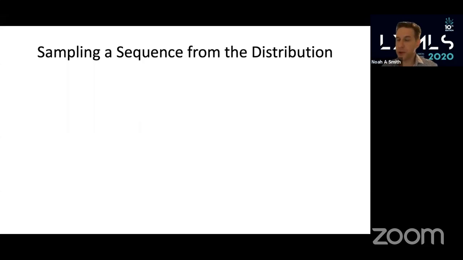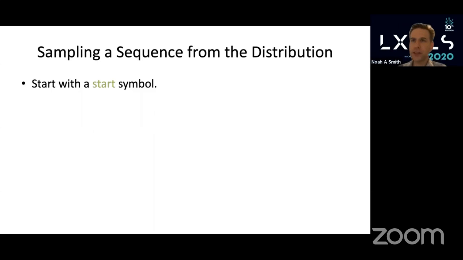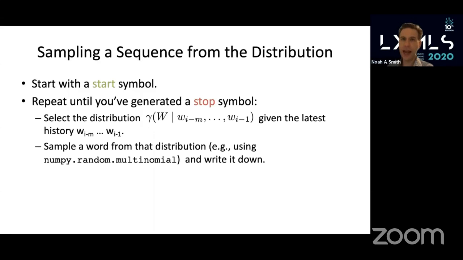Another algorithm that's useful to know is how to generate a sample from the underlying probability distribution in our language model. And this one is also pretty simple and intuitive. We start out by writing down the start symbol, which we might erase later. We might not actually need to know that the sequence started with a start symbol in our use case, but for the purpose of making sure we generate the sample correctly, we start with the start symbol. And then we're going to repeat until we get to a stop. You're going to pick the distribution, gamma, of the next word, given the m-word history that we already wrote down.